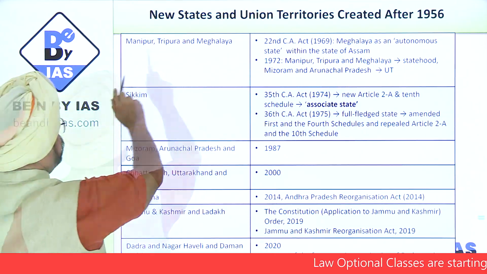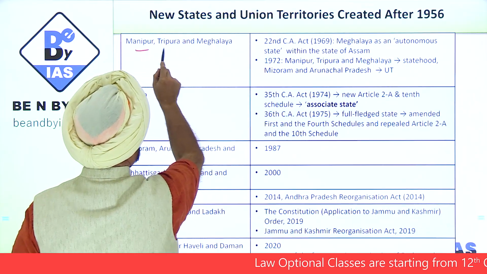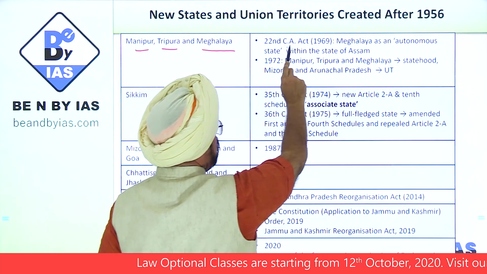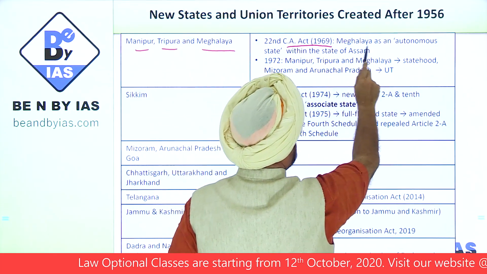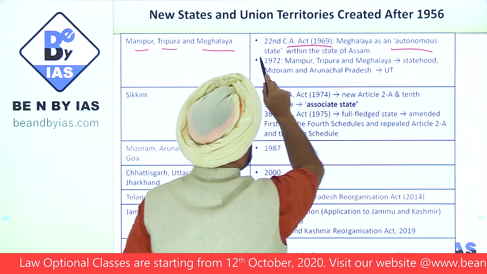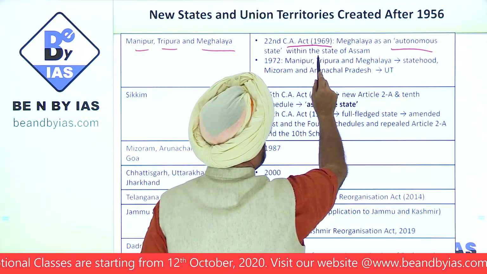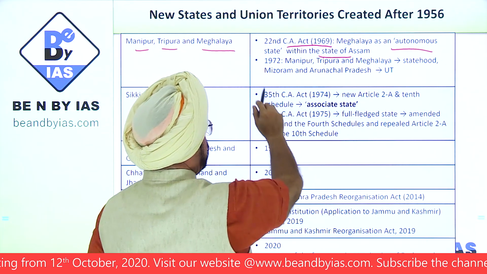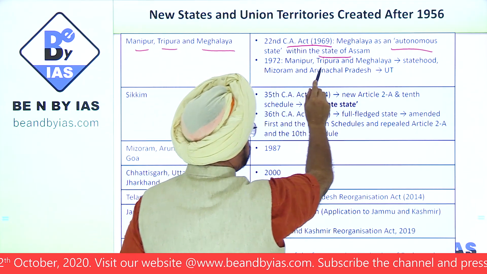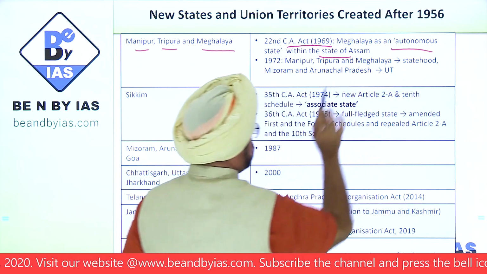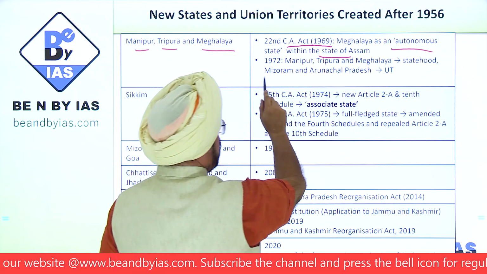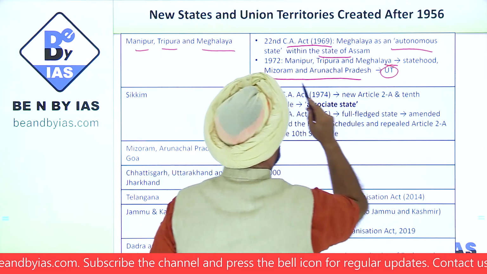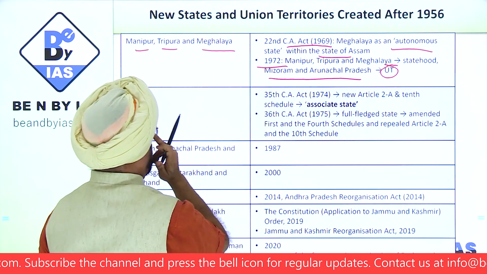So we come to Manipur, Tripura and Meghalaya. Through 22nd Constitutional Amendment 1969, Meghalaya as an autonomous state within the state of Assam. First, it was the part of Assam. Then, in 1972, Manipur, Tripura and Meghalaya were given statehood. Mizoram and Arunachal Pradesh were made union territories in 1972.